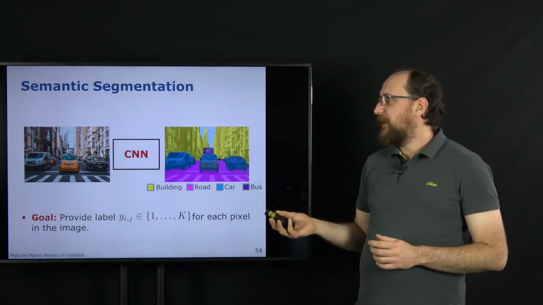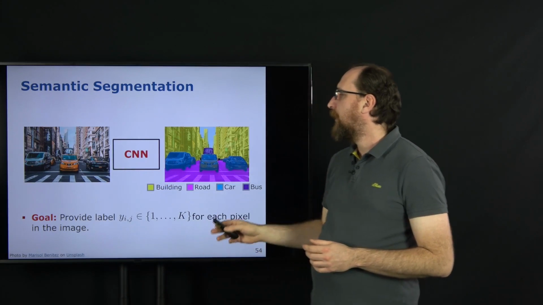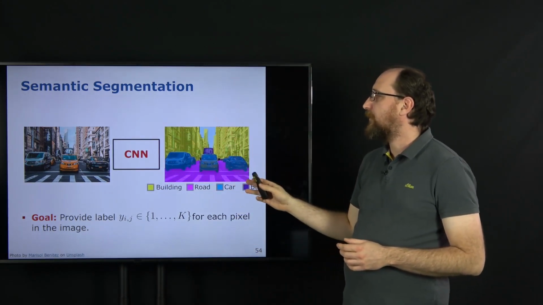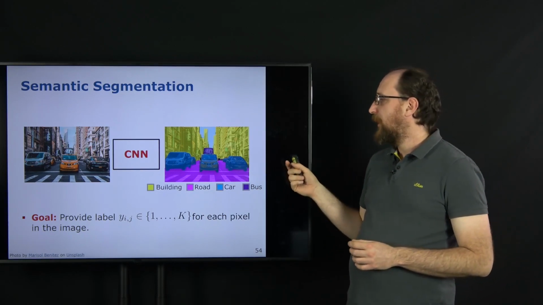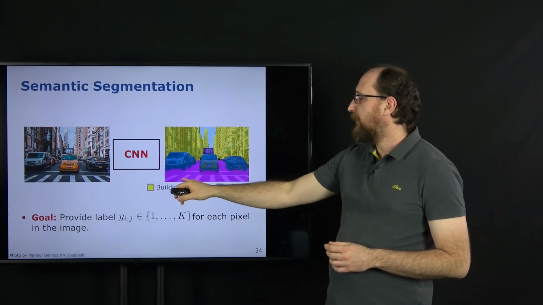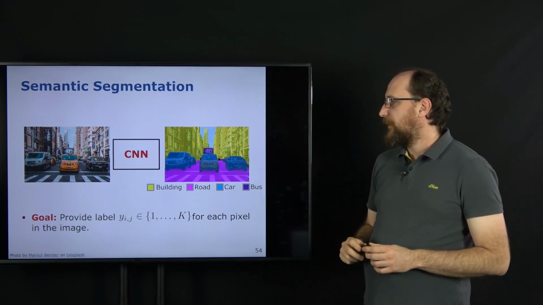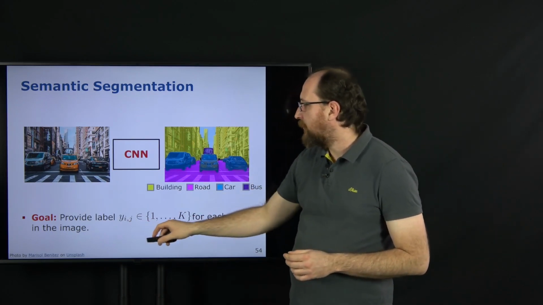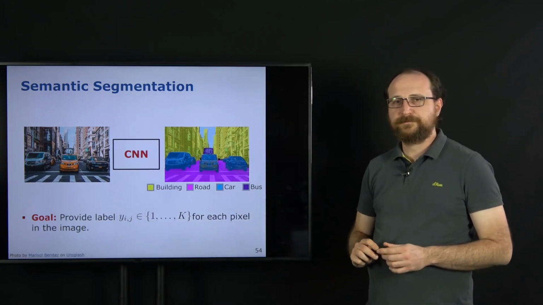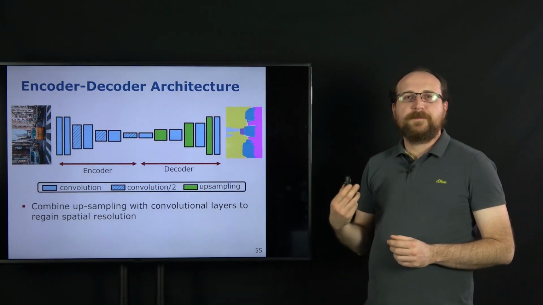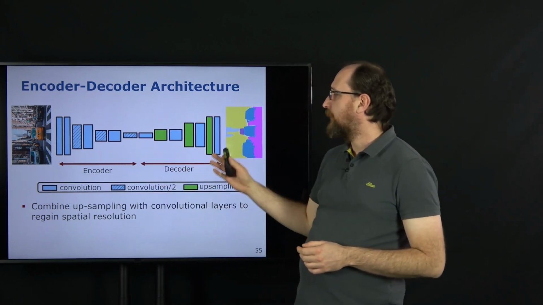To remind you again what we're interested in: we have some input image and a convolutional network, and we now want to produce a pixel-wise output for the whole image, where we assign each pixel a certain class, such as the road surface, the buildings, but also the cars. So for each pixel ij, we want to produce a class label from 1 to k. And as before, we want pixel-wise information, so we can again use this idea of an encoder-decoder with upsampling in between.